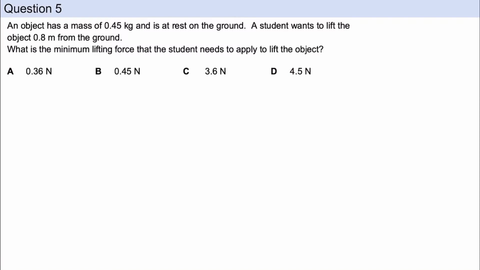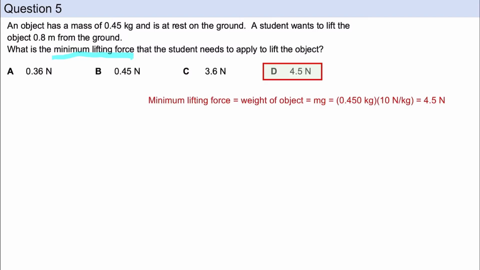Question 5 has an object with a mass of 0.45 kg, and you are asked what is the minimum lifting force that the student needs to apply to lift the object. The minimum lifting force is really just the weight of the object, W given by mg, and that will give 4.5 newtons. The value of 0.8 meters from the ground is really a distractor and is not used in this question.